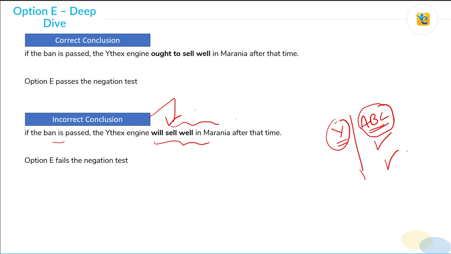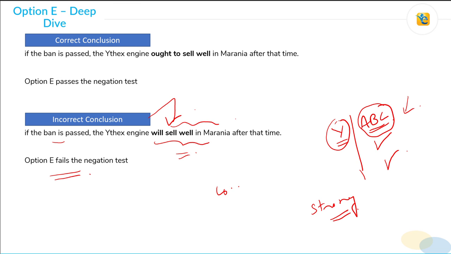Okay. If this is the case, even if there is very strong competition to Ythex in the Maranian market, even then, the Ythex engine could still sell well. Despite the presence of strong competition, your Ythex engine could still sell perfectly well in Marania. Okay, what that means is, even in the presence of your negated option E, your conclusion can still hold true, which essentially means that option E will fail the negation test.